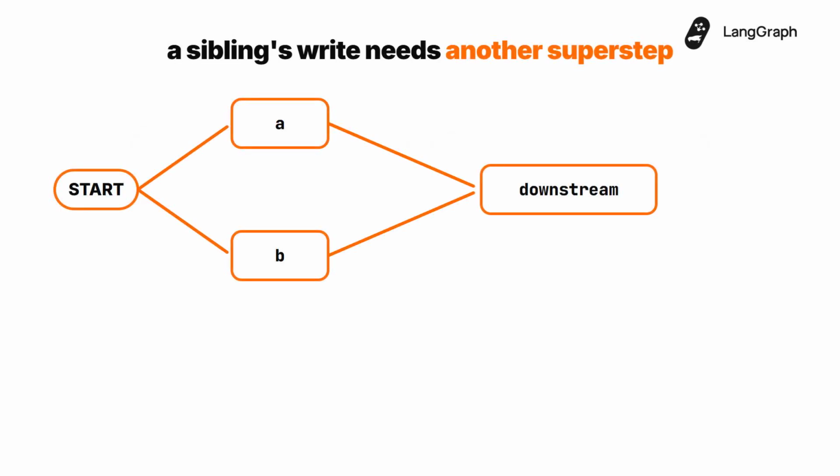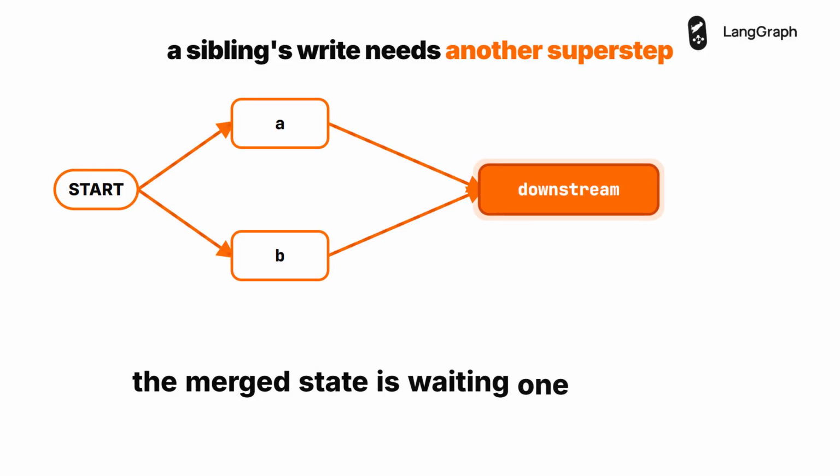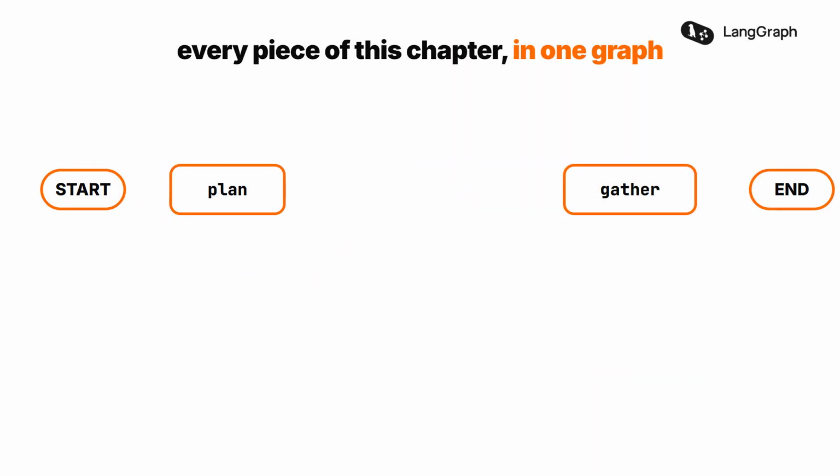There is a practical consequence hiding inside Fact 1 too. If a branch needs to see what a sibling produced, it cannot live in the same superstep. Give it a node of its own further downstream and the merged state will be sitting there waiting for it. Time to put all of it into one graph.